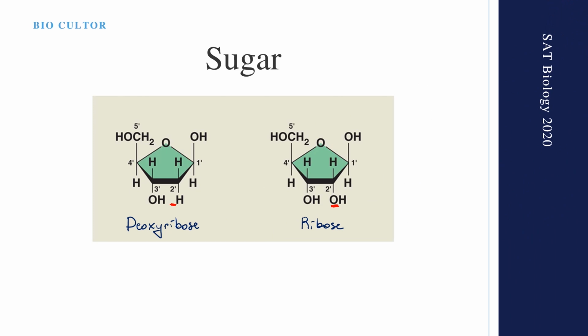So, the next nucleotide structure is sugar, namely pentose. In DNA it is deoxyribose and in RNA it is ribose. So, what are the differences? The differences are that there is oxygen on the second carbon in ribose, but not in deoxyribose.